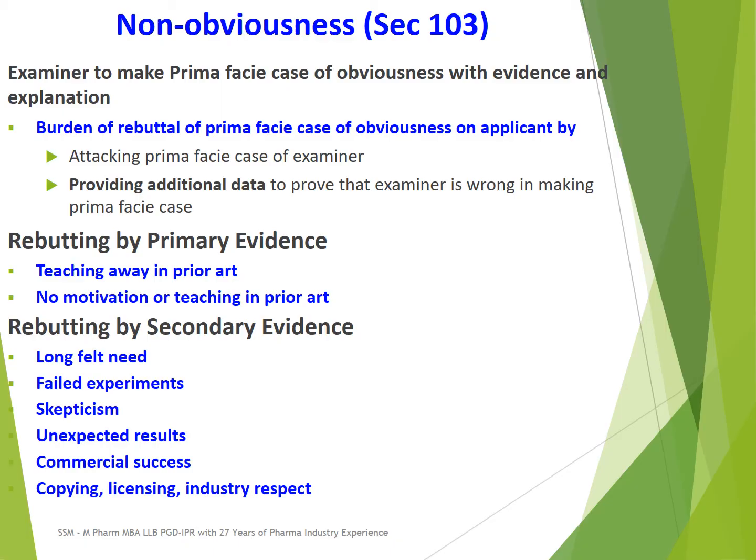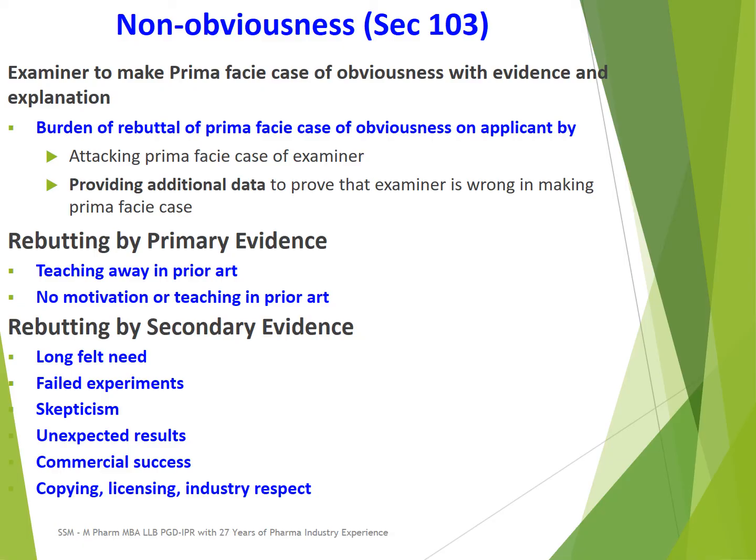And how can you rebut the prima facie case of obviousness? You can rebut the case of obviousness or defend the case of obviousness either by primary evidence or by secondary evidence. So, rebutting the case of obviousness by primary evidence, you can show that the prior art reference which the examiner is citing is actually teaching away from the invention. Nowhere is the reference saying that if you go this way you will reach my invention. The reference is teaching away from my invention.